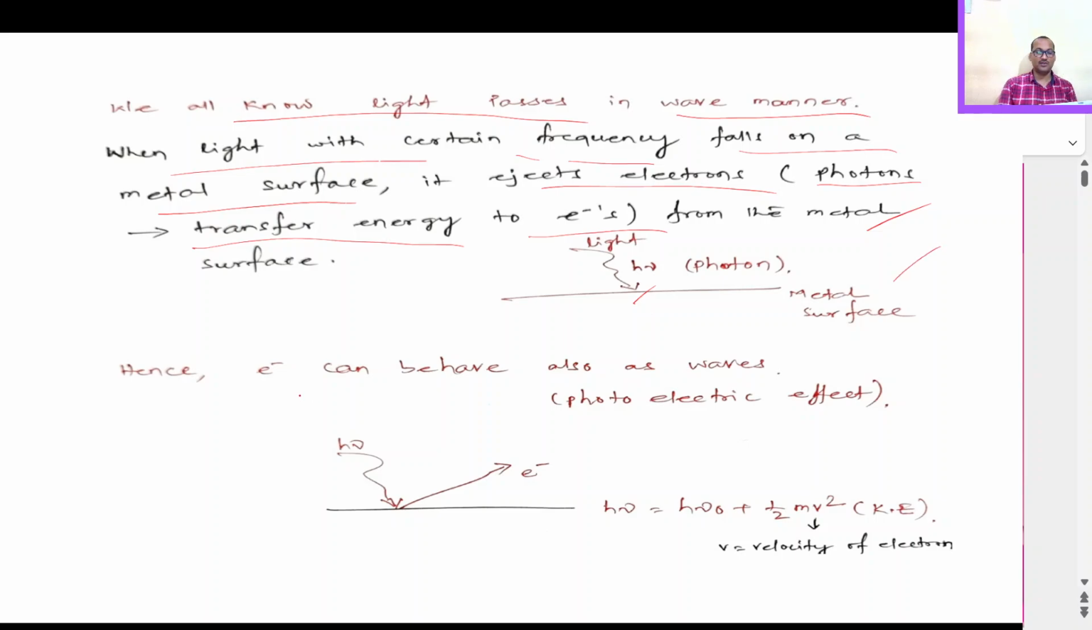So electrons can also behave as waves. That is known as the photoelectric effect. When light of a certain frequency strikes the metal surface, beyond this threshold frequency the electrons will be ejected from the metal surface. This is Einstein's photoelectric equation, h nu equals h nu 0 plus half m v square, where v is the velocity of the electron.